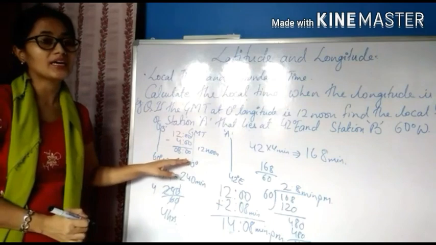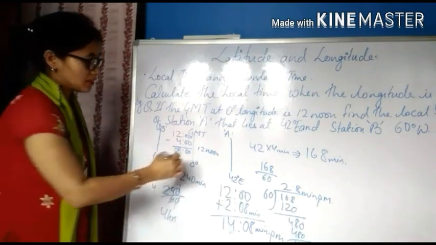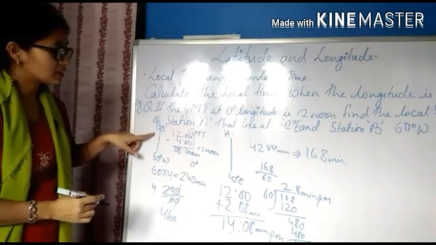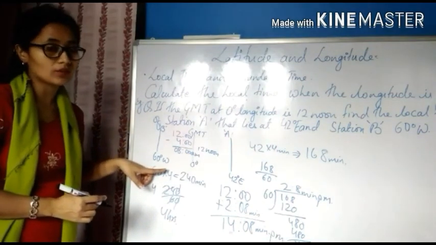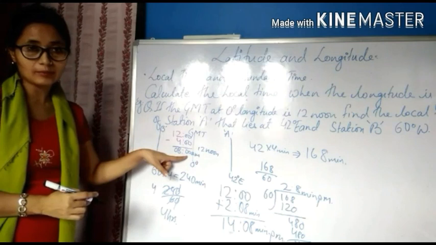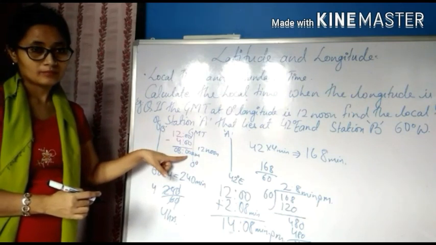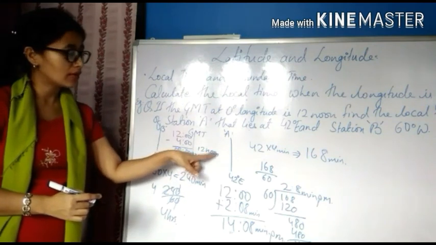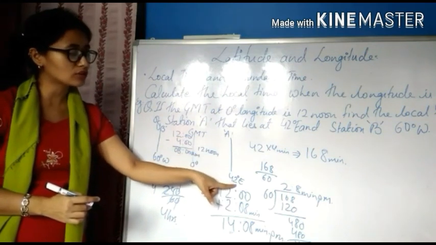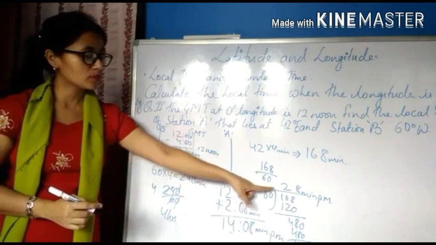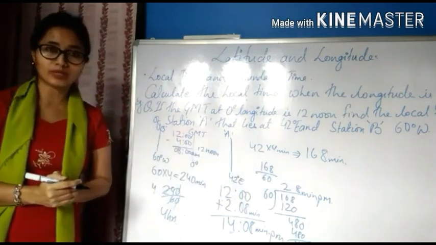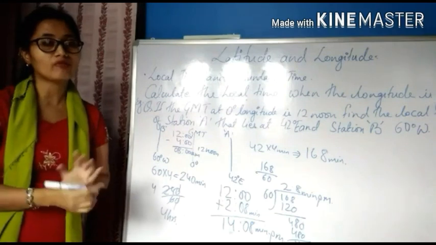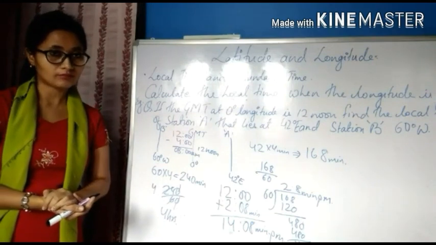That is 8 AM. The time at the longitude of 60 degree west will be 8 AM, and the time at GMT will be 12 noon. And the time at 42 degree east will be 2:48 PM. So, this is a way how to calculate a time when the longitude is given.